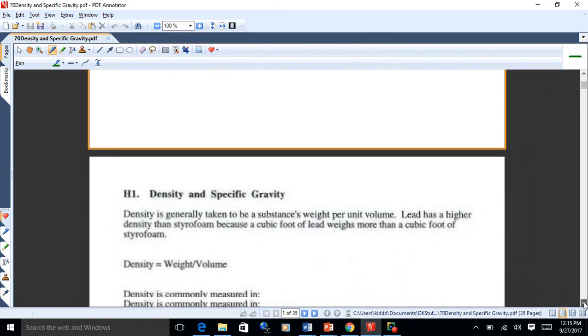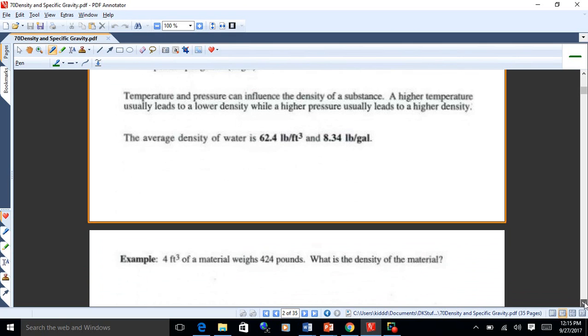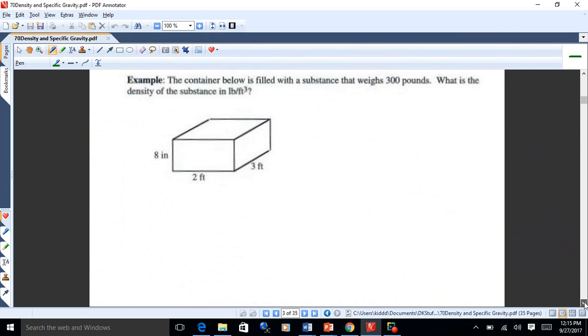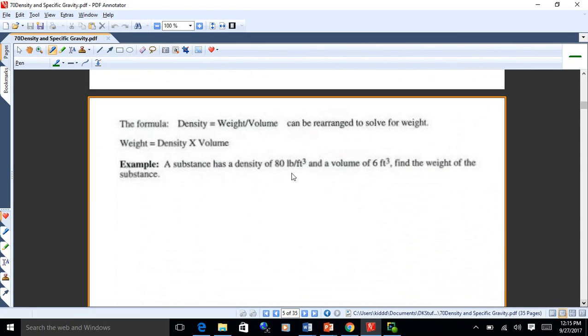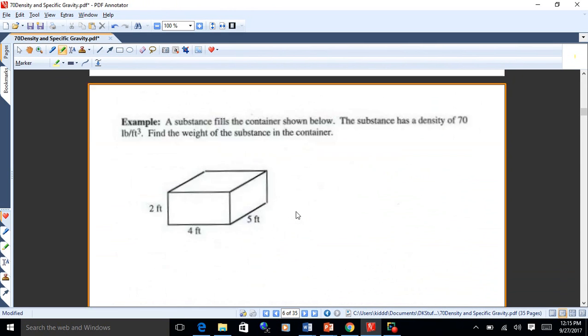So density and specific gravity. Density we call weight over volume. We have the density of water, 62.4 pounds per cubic foot and 8.34 pounds per gallon. And what else do we have? We've gone through some examples on this just to get familiar with the basic idea, and then we solved it back for weight, which is density times volume. So that's some of what we've done so far.